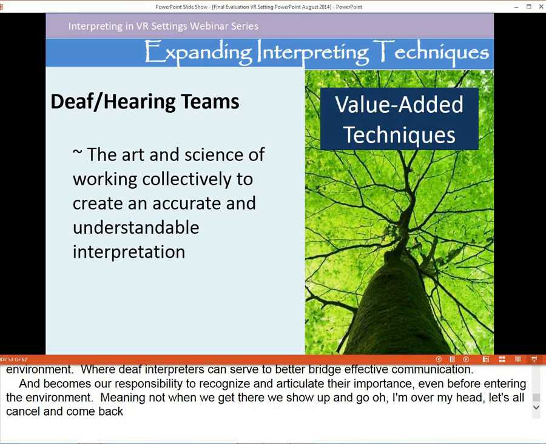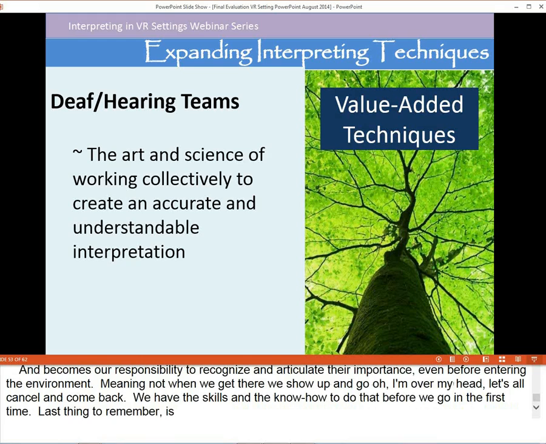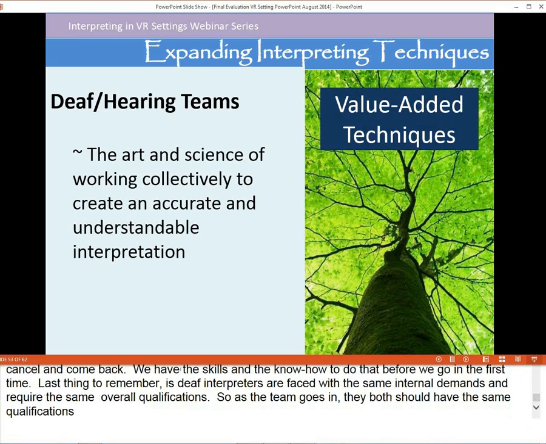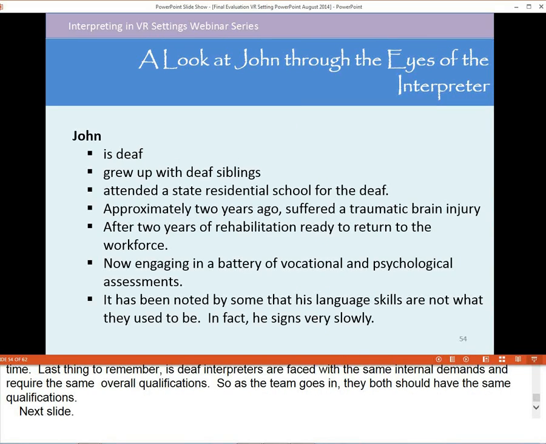We have the skills and the know-how to do that before we go in the first time. Last thing to remember is deaf interpreters are faced with the same internal demands and require the same overall qualifications. So as the team goes in, they both should have the same qualifications. Next slide.